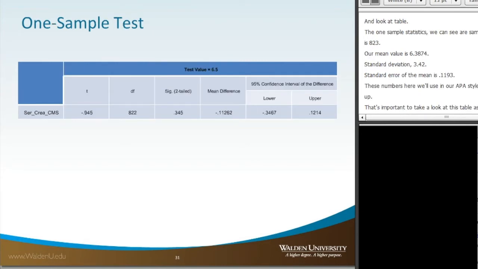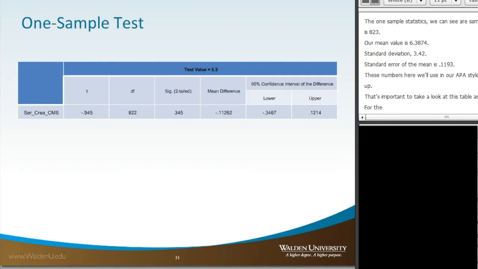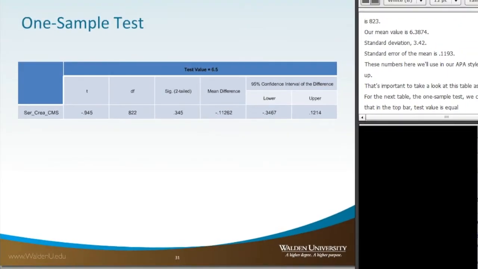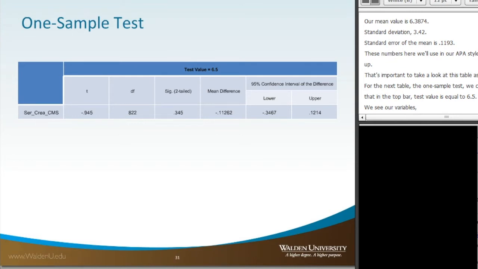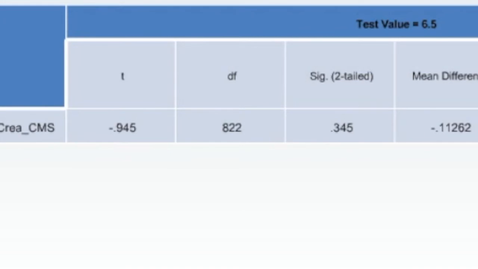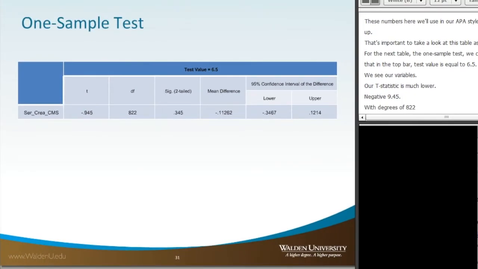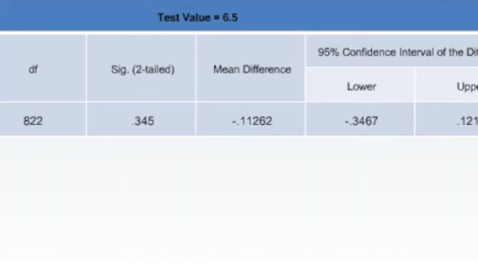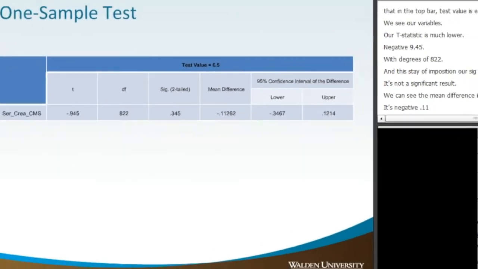For the next table, the One-Sample Test, we can see that in the top bar our test value is equal to 6.5. We see our variable, serum creatinine. Our t statistic is much lower this time. It's negative 0.945 with degrees of freedom of 822. And this time our two-tailed sig value is 0.345, so it's not a significant result. We can see the mean difference is far less. It's negative 0.11262, so it's actually very close to 0.